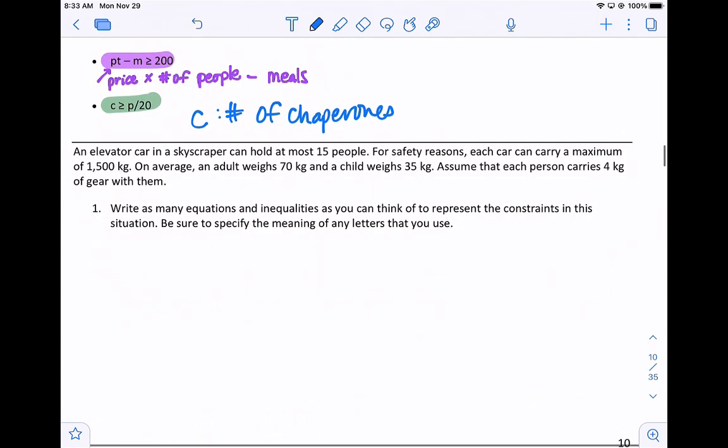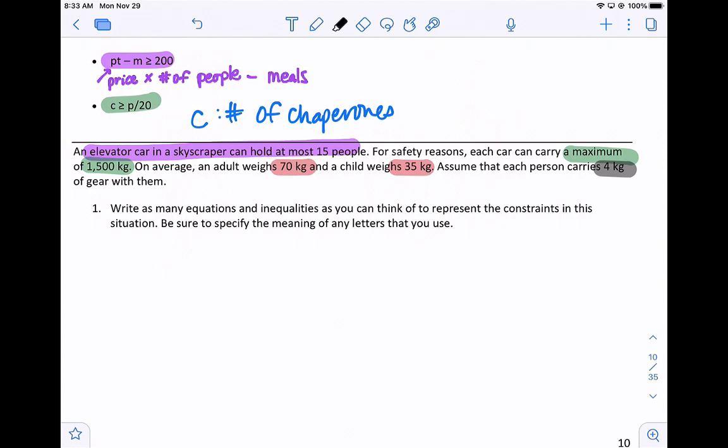So the first one, an elevator car in a skyscraper can hold at most 15 people. For safety reasons, each car can carry a maximum of 1,500 kilograms. On average, an adult weighs 70 and a child weighs 35 kilograms. Assume that each person carries 4 kilograms of gear with them. Write as many equations and inequalities as you can think of to represent the constraints of the situation.